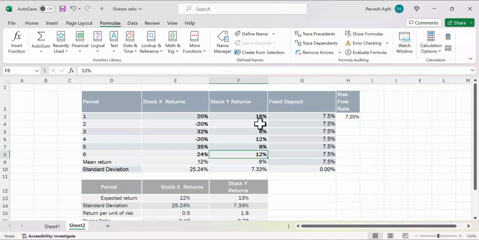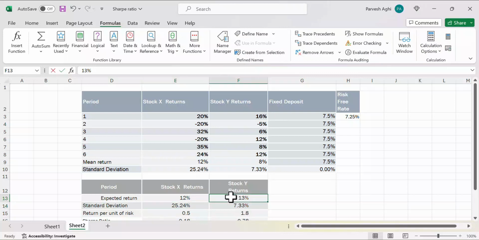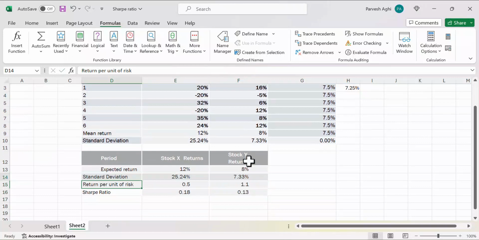So what we do is, we just plot these same numbers here. Okay. Mean return. So I'm just going to copy this mean return here if I have not copied. So this stock is giving you this. Okay, fine. Now I put the standard deviation here. Same standard deviation I have copied here. Okay, fine. Then I divide the return by the standard deviation. So what is the first figure? 0.5. What is the second figure? 1.1. Okay. So this tells you return per unit of risk.